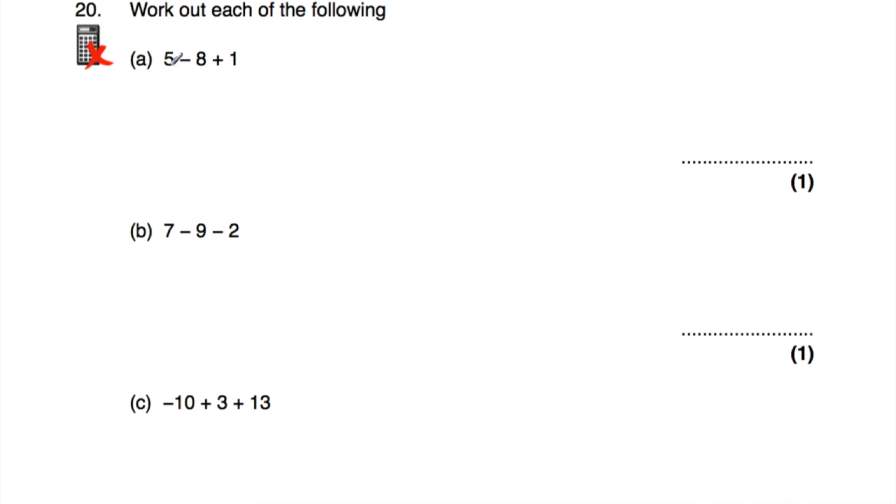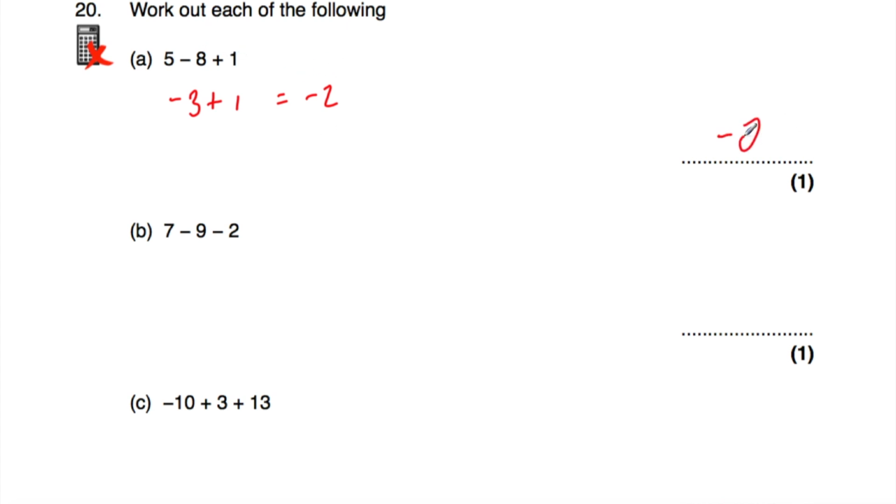Okay, let's have a look at our next question, question number 20. So let's start off with A. So we've got 5 subtract 8 plus 1. So 5 subtract 8 is negative 3 because 5 take away 5 is 0. So 5 take away 8 will be negative 3. And we've still got our plus 1. So we've got minus 3 plus 1. So that means we're going to be at minus 3 and we're going to go up 1. So it will be minus 2. So if we have 5 subtract 8 plus 1, that's going to be 5 subtract 8 is negative 3 plus 1 will be negative 2.